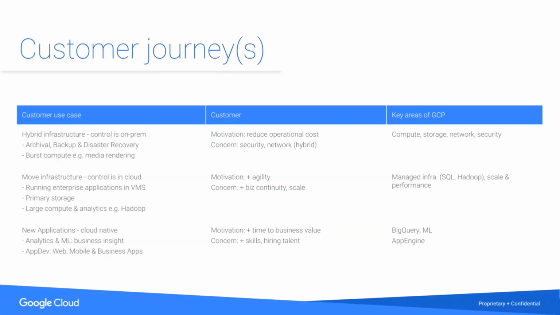And then the third journey is apps built net new in the cloud. These are cloud native companies. There's no legacy infrastructure, no limitations. It's much faster time to business value. So that's a look at some of the common journeys and use cases. I'll now move on to the evolution of storage and data.